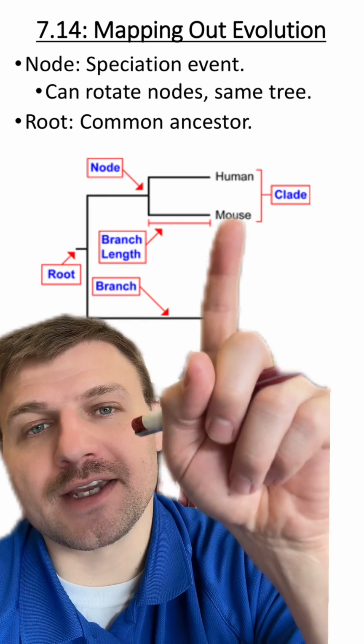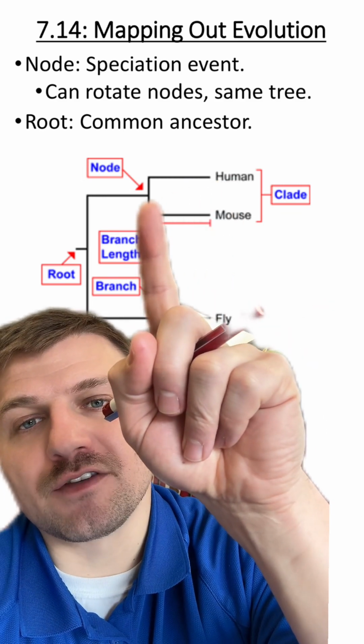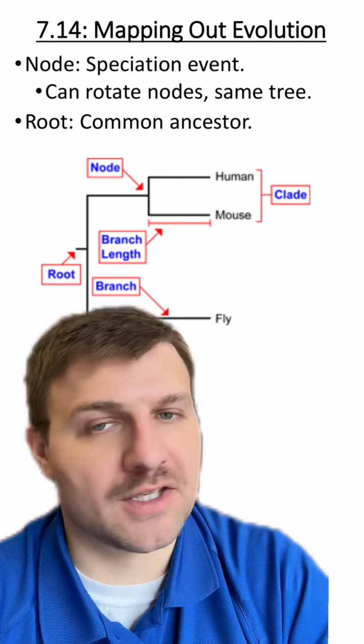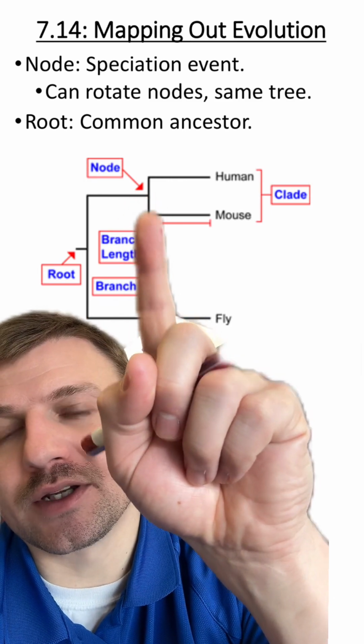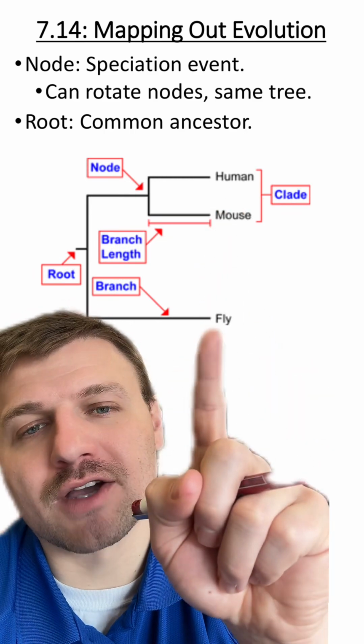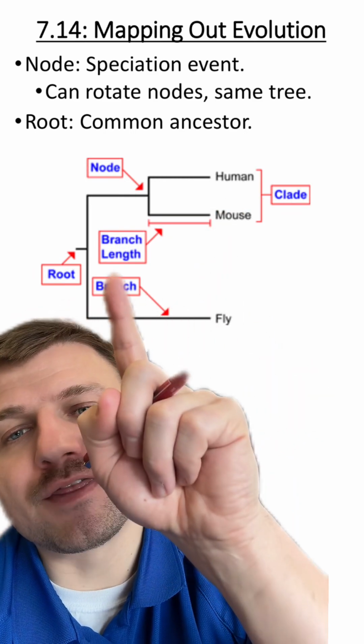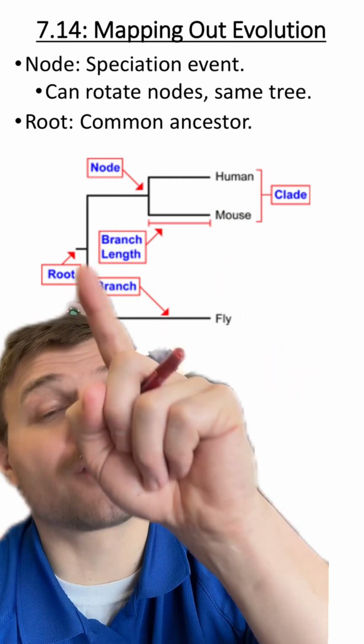You can see mice and humans had a speciation event that occurred millions and millions of years ago. That speciation event is that branching point, or the node. Mice and humans also have a common ancestor with a fly, but that speciation event occurred even further back.